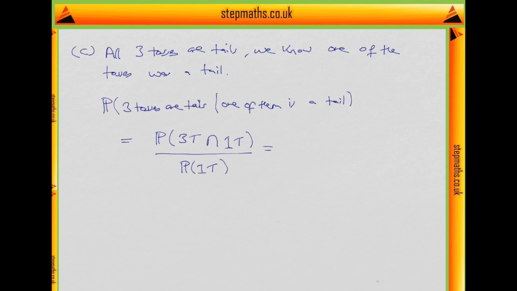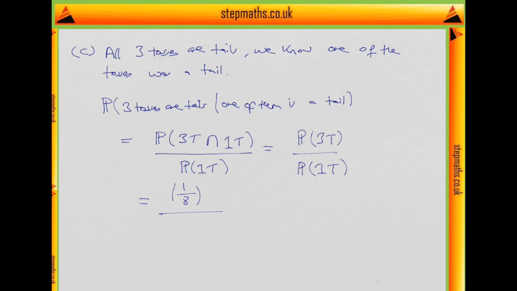Now think about this carefully. The probability that we have 3 tails and 1 tail is simply the probability that we have 3 tails, because if you have 3 tails you've obviously had 1. So this probability includes this one. So we can simply write this as the probability of 3 tails divided by the probability of 1 tail. Well, the probability of 3 tails we know from before is 1/8 because it's just T, T, T.